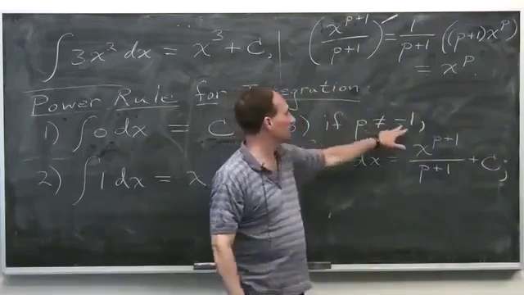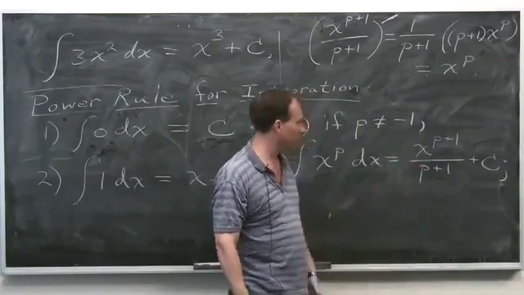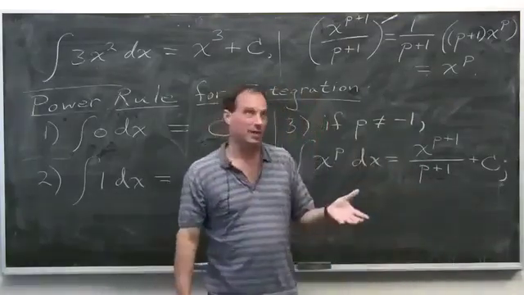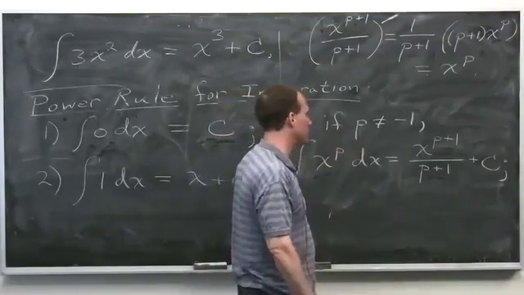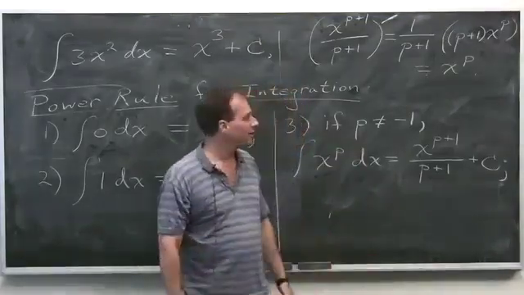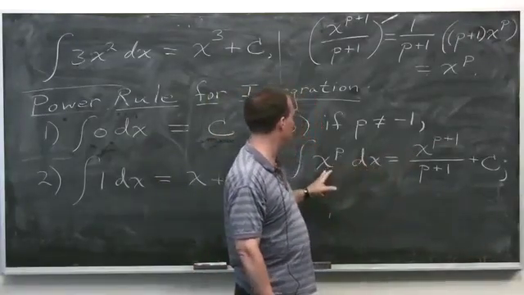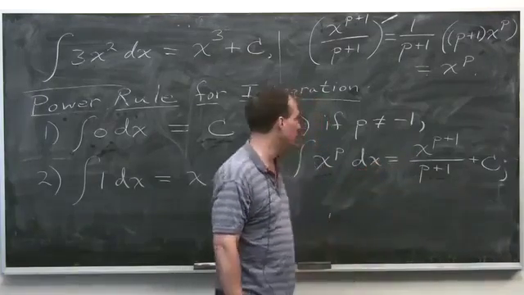You can't do this if p is minus 1. The formula itself should tell you that. If p is minus 1, you'd be dividing by 0. That's a big no-no in math. So yeah, you can't do this if p is minus 1. If you want to lose a lot of credit on a test, just go ahead and say that the antiderivative of x to the minus 1 is x to the 0 over 0, which is undefined.